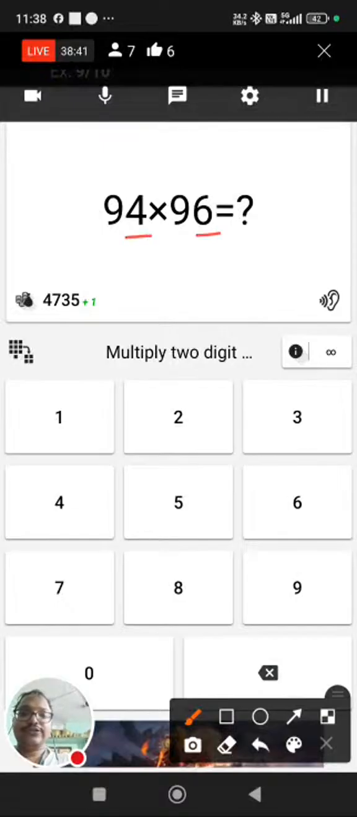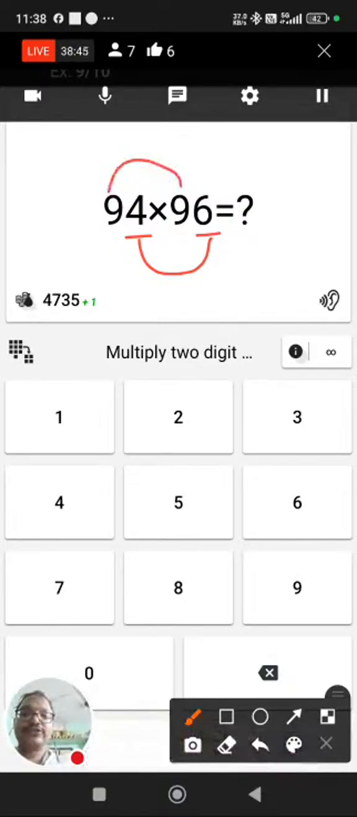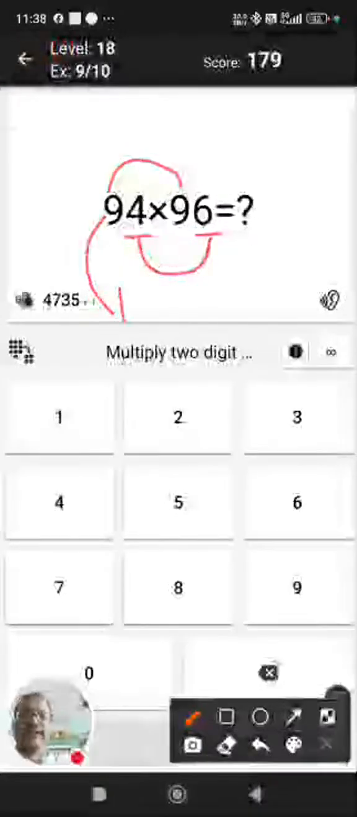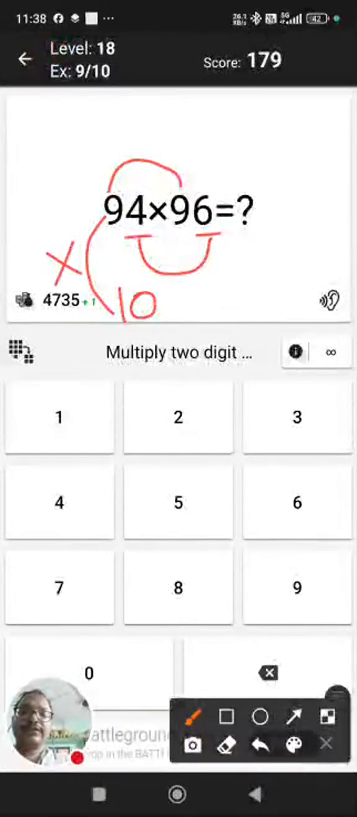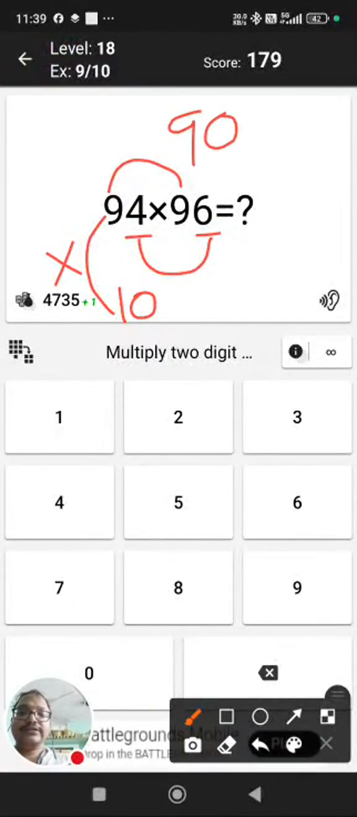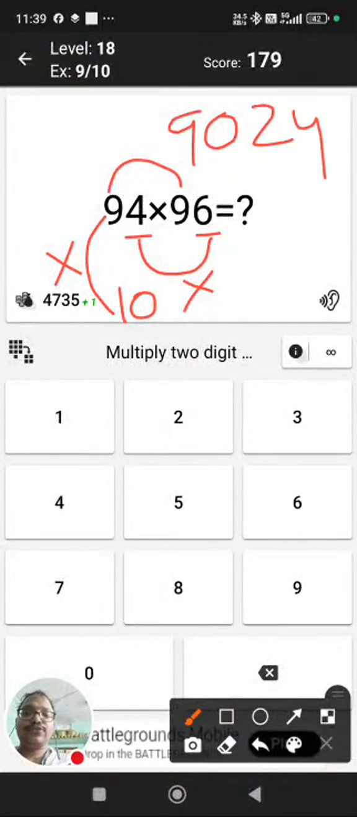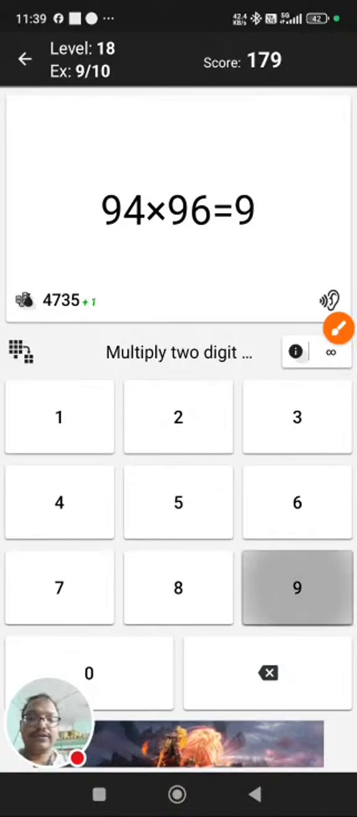Here we see units place sum will be 10 and the tens place are both same. So the next number of 9 which will be 10. So multiplying these two we get 9 10 times 90 and 6 4 times which will be 24. So 9024 is the answer for this one.